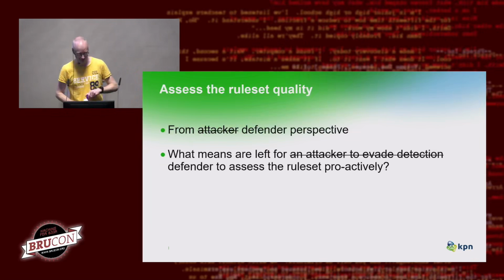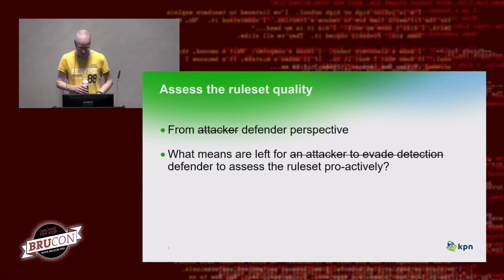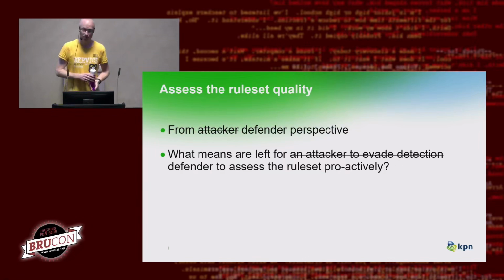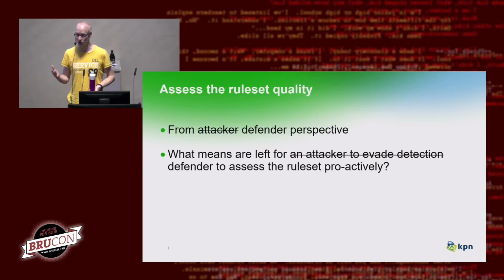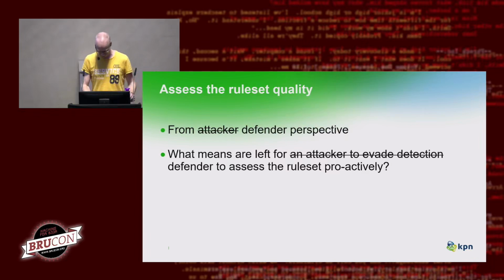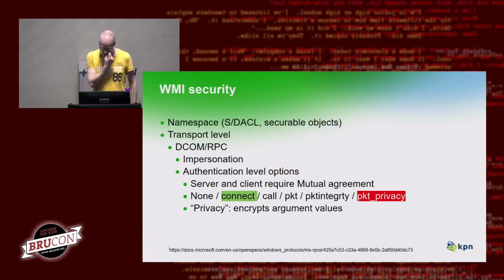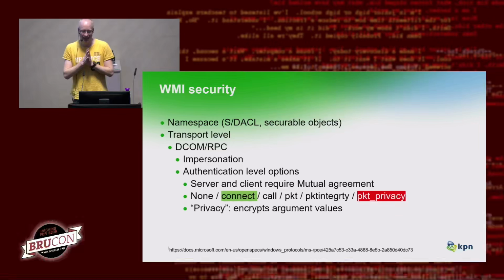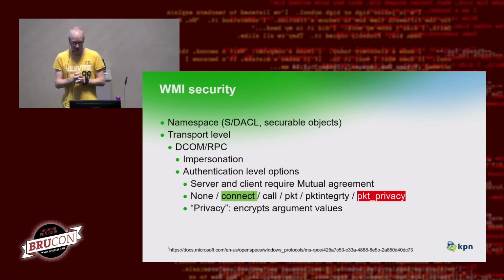So let me make a suggestion. Let's assess our rule set quality. So how can we do that? Suppose you're the security analyst, what would you do in order to find out if our rule set is susceptible to false negatives? Well, what I did was ask: what can an attacker do in order to evade WMI detection?